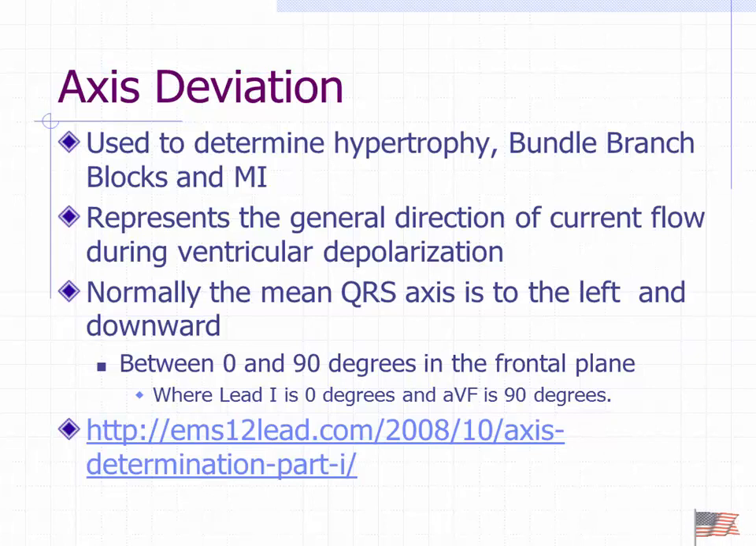Again, we're using this to identify or verify the presence of hypertrophy. The axis deviation is always going to go toward hypertrophy or away from infarction. It also helps us identify things like bundle branch blocks and myocardial infarction. It's the general direction of current flow during depolarization of the ventricles, and normally it's in the lower right quadrant, what we call 0 to 90 degrees, where lead 1 would be 0 and lead AVF would be 90.